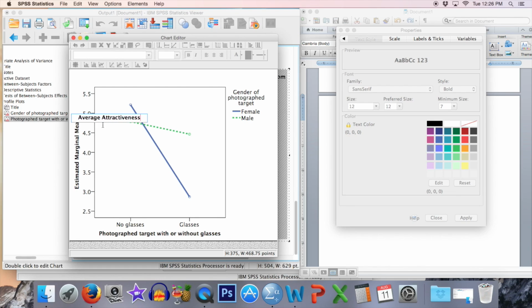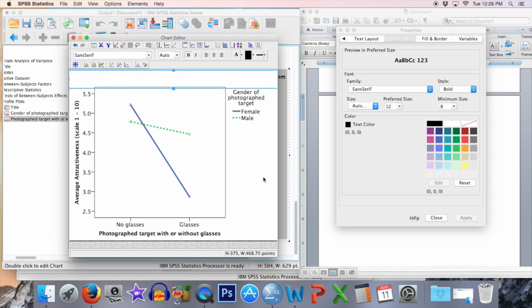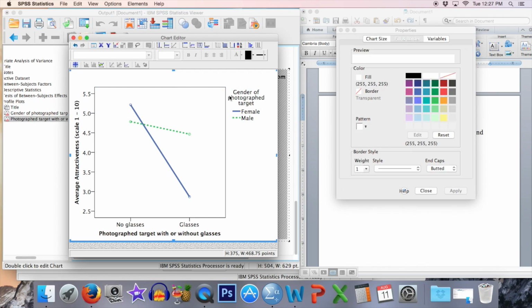Oops, there we go. And we'll put in scale 1 through 10 to remind ourselves what that scale was. Go ahead and click off, and it should save all that. And one thing I like to do, just to make graphs very honest with what scale they're on, is to make the whole scale available on the graph.